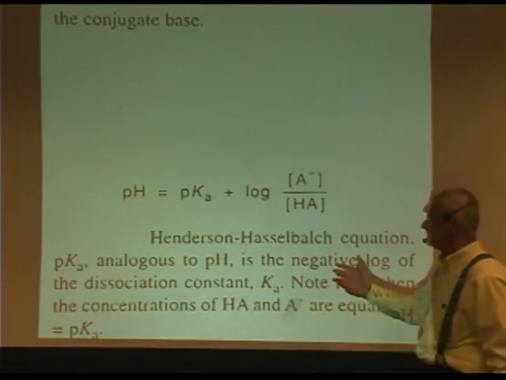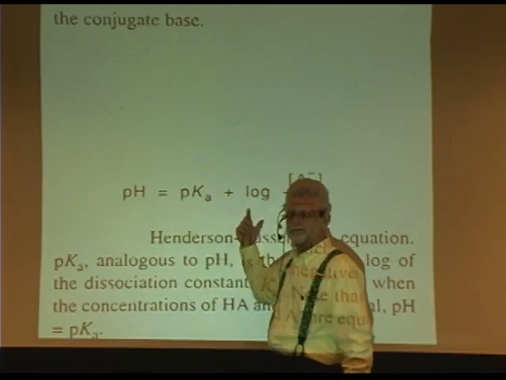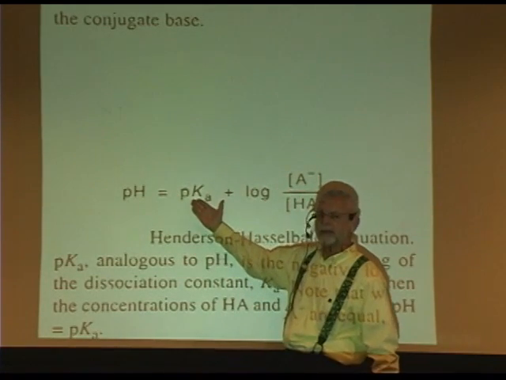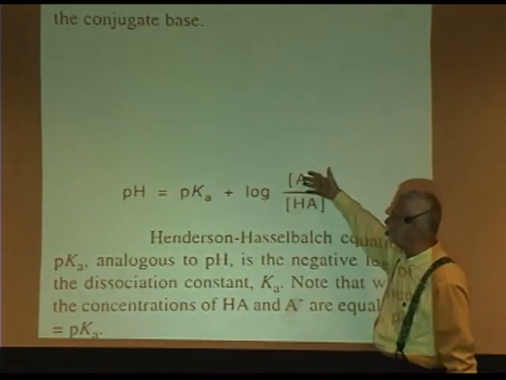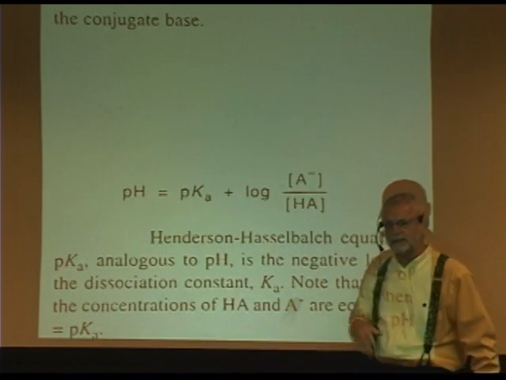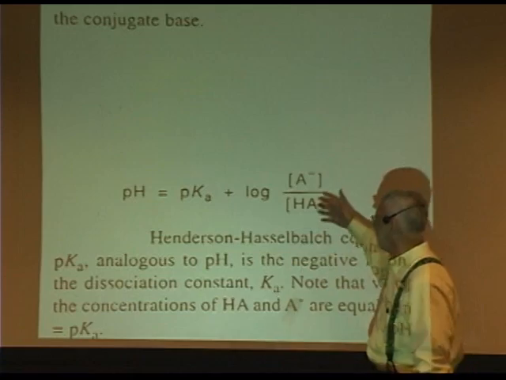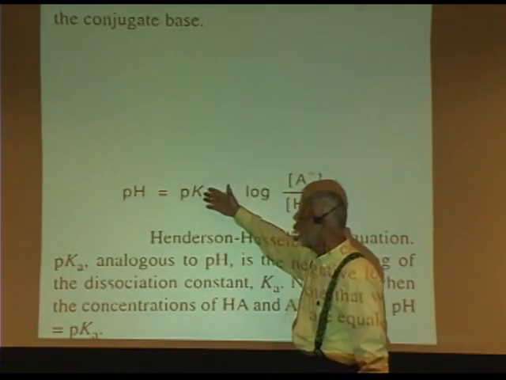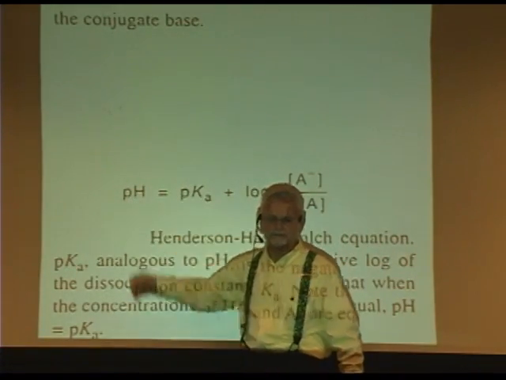So if somebody tells you what the pH is, and they tell you what the acid is, and you can find what the pKa is for the acid, you know what the ratio of the salt to the acid is in that solution. If they give you the ratio of the salt to the acid in the solution, and you know the pKa, you can determine the pH.